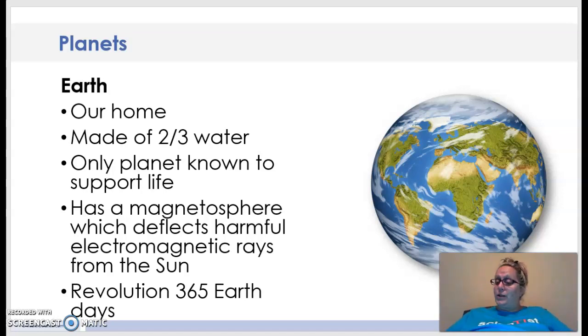All right, now on to our home, Earth. Earth is made of 2/3 water. It is the only planet that is known to support life. It has a magnetosphere which deflects all the harmful electromagnetic rays from the sun, or most of them. And its revolution or orbit around the sun takes 365 Earth days.